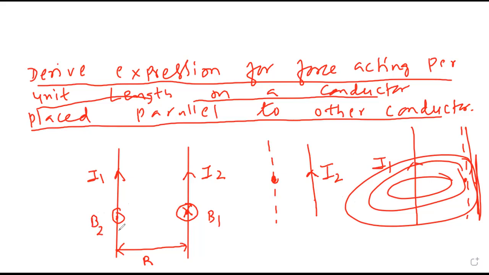Now, can you tell the direction of force acting on the I1 conductor? The force formula is I L bar cross B bar. If you don't want to use Fleming's left hand rule, I can use vectors. The direction of L means the direction of current. It is going upward, so can I say J cap? The field is coming outward, so can I say K cap?